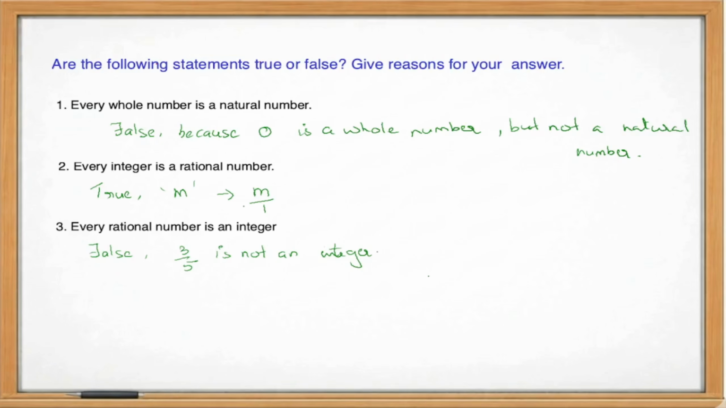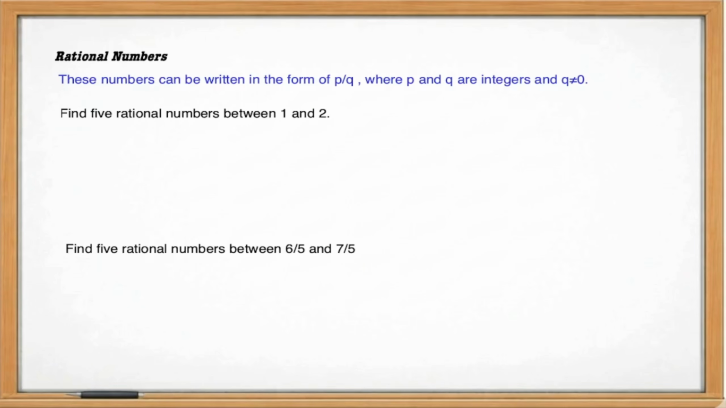I hope this part is clear. Now let us go to the next page. Rational numbers. These numbers can be written in the form of p by q, where p and q are integers and q not equal to 0. Okay, this I have already discussed in the first page, right?